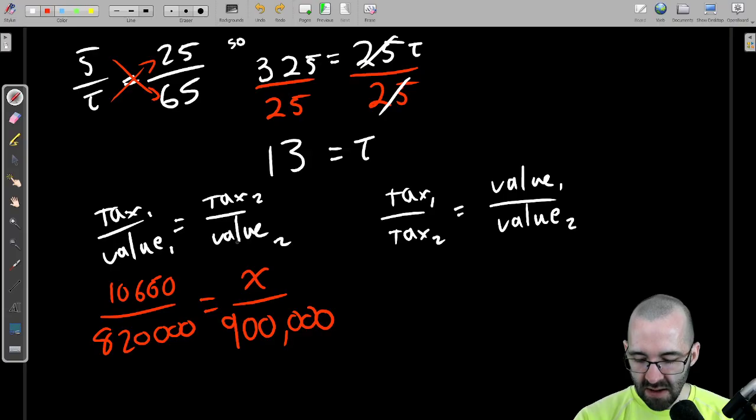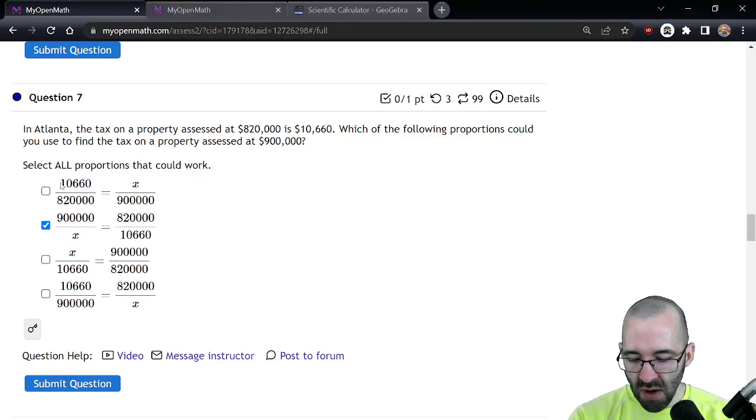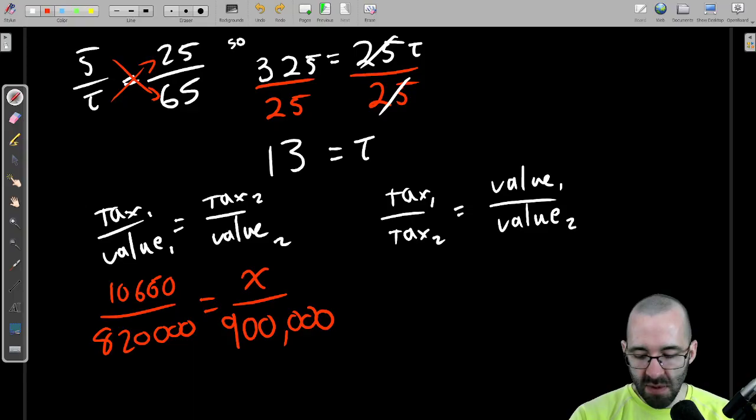820K divided by 10. That's the reciprocal. So since they're both upside down, it's the same. If you only switched one of them, it wouldn't be the same. And you can check that they're the same by cross multiplying. If you cross multiply our guy and you cross multiply this one, you're going to get the same thing. Again, as long as you flip both of them, it's still the same.